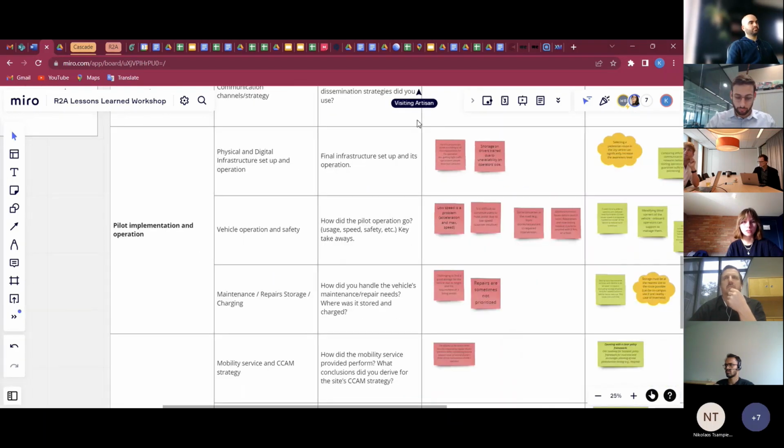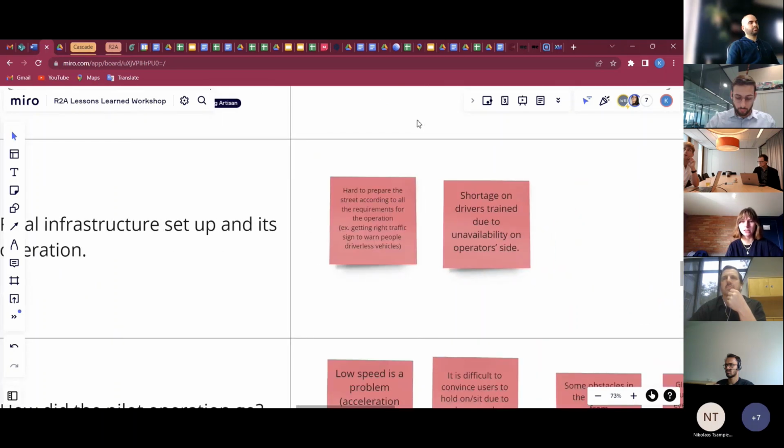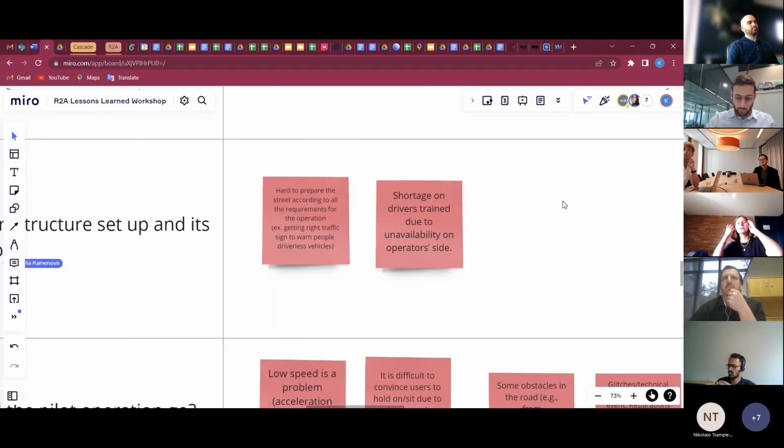In terms of pilot implementation and operation, multiple pilot sites emphasize the fact that it's actually hard to prepare implementation routes according to all the requirements from local authorities. For example, getting the right traffic signs to warn people, but also lowering speed limits, can be problematic, and that's where a lot of issues might arise. So actually finding this synergy and alignment between what the shuttle pilot project team wants to do and what is actually possible on the road can be problematic.